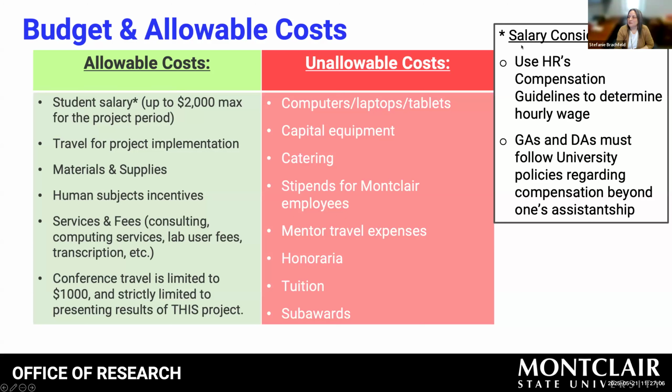Just a few reminders: every expenditure we make in the Office of Research is subject to university guidelines. So all salaries for students are subject to human resources compensation guidelines. And if you will be a graduate assistant or a doctoral assistant starting September 1, then we also are bound to the graduate school's guidelines, policies, and procedures regarding compensation for GAs and DAs. And if you have questions specific to your individual situation, we're happy to chat about that with you one-on-one.